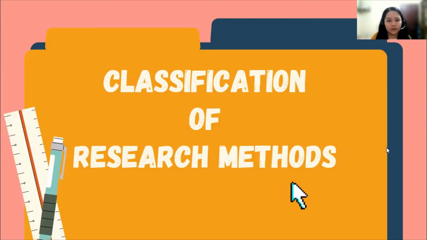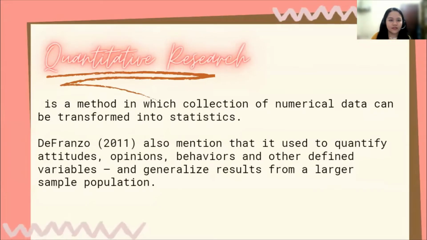Before we go to the steps on how to write the different parts of methodology, let us first know the classification of research methods. So, research is classified into 3: quantitative research, qualitative research, and mixed research according to method, okay? So let us first discuss quantitative research.